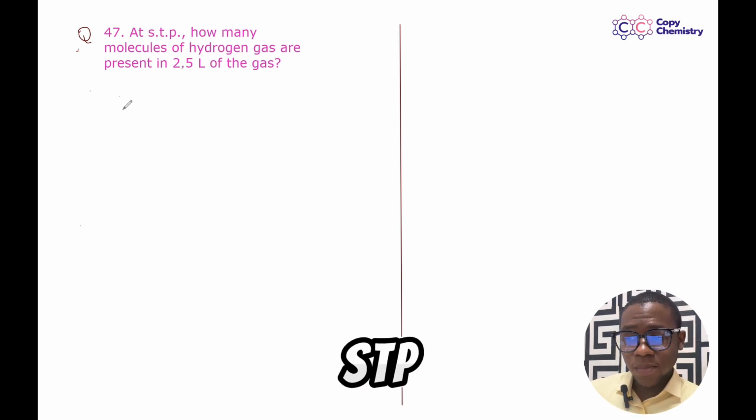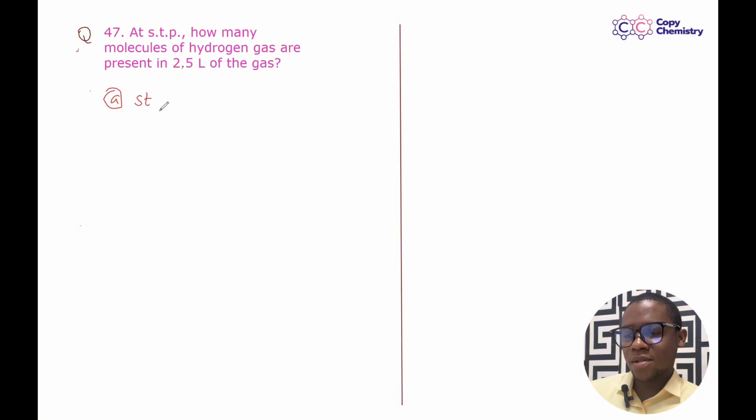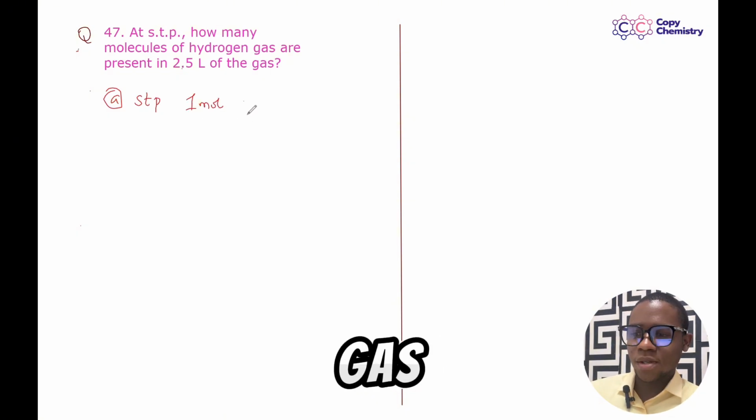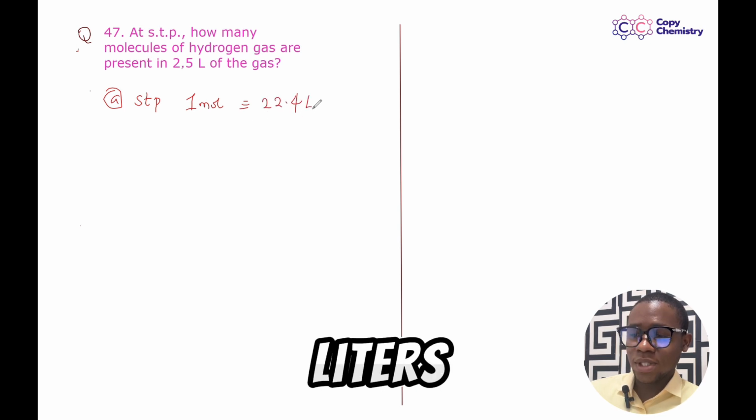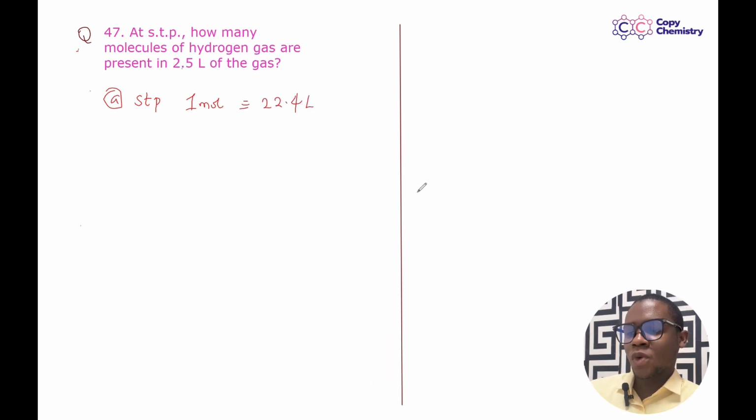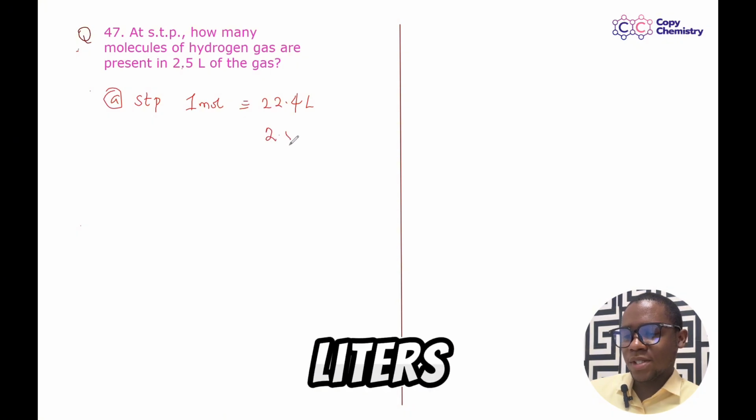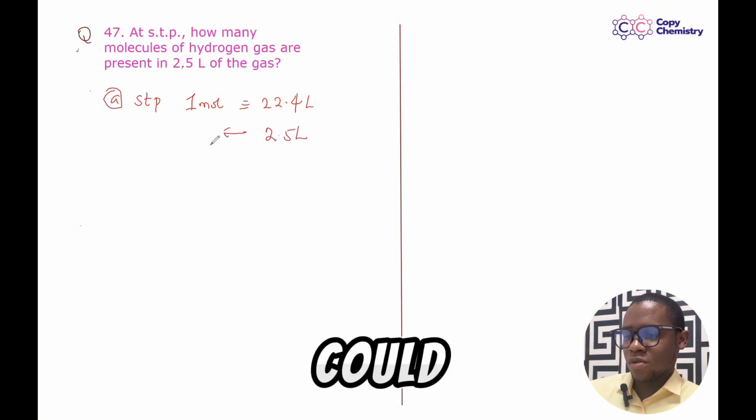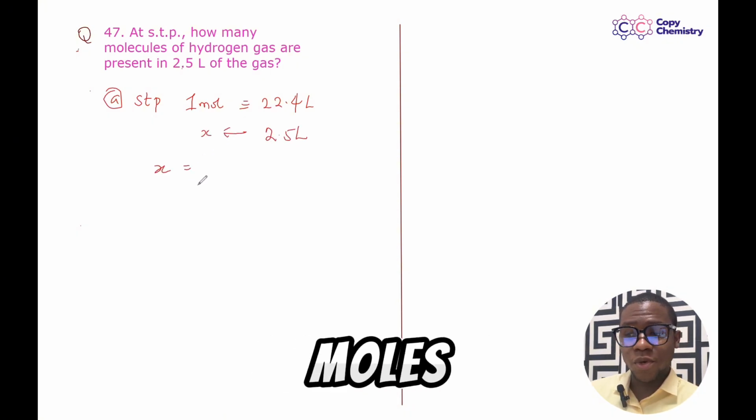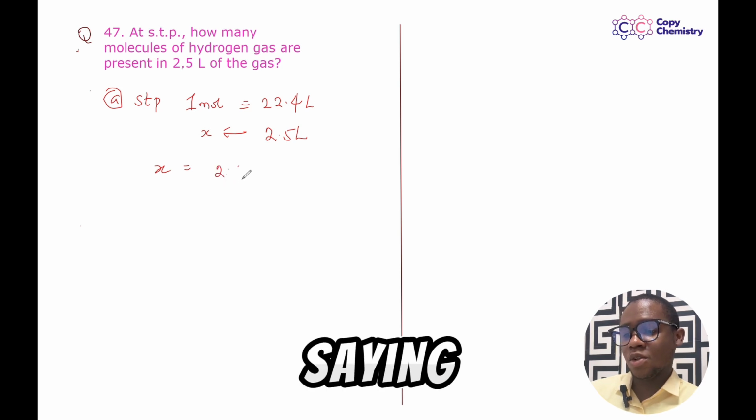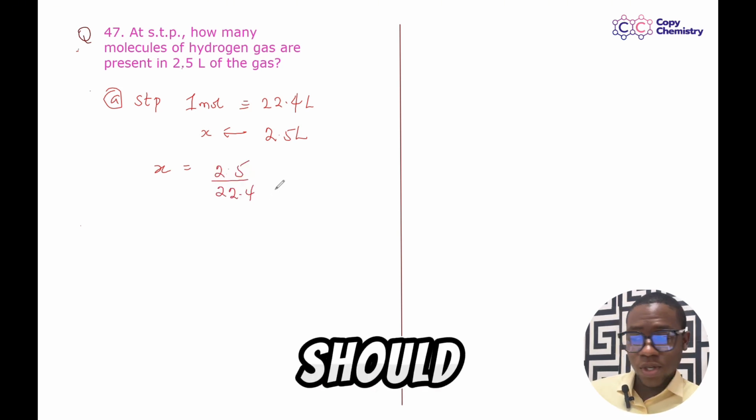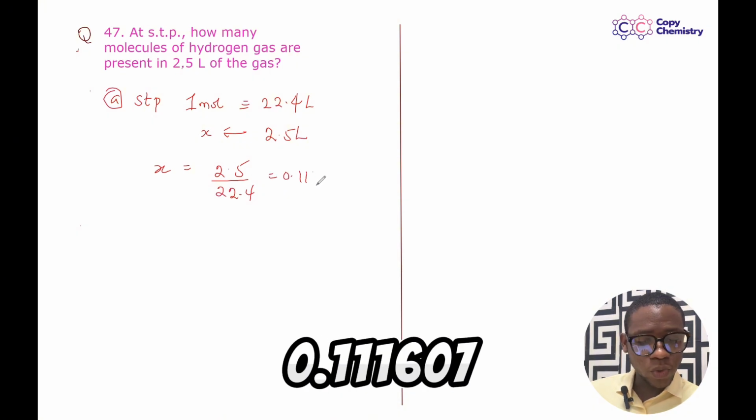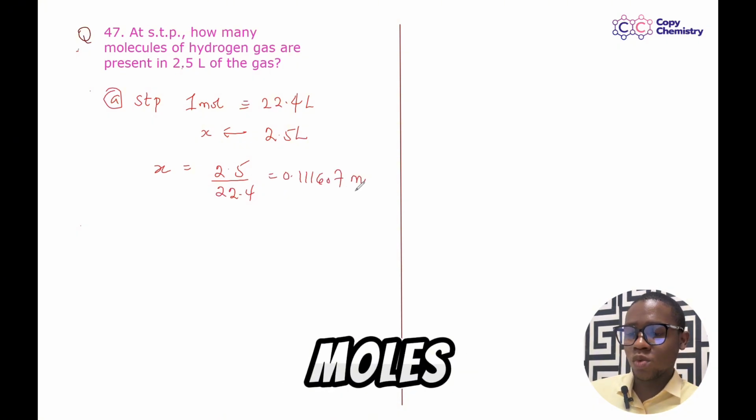And at STP, 1 mole of a gas should be 22.4 liters in volume, right? So that means 2.5 liters could contain a particular number of moles, which we can get by saying 2.5 divided by 22.4. What should that be? Is that 0.111607 moles?